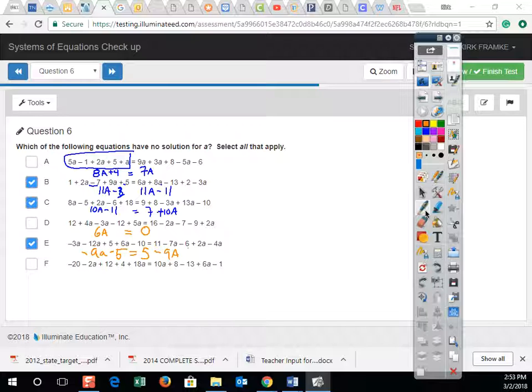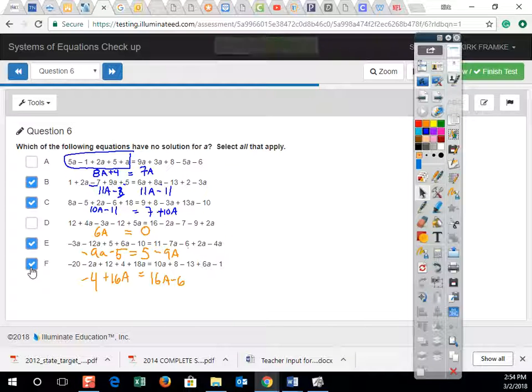And finally, the last problem. We have negative 20 minus 12 is negative 8. Negative 8 plus 4 is negative 4. Negative 2a plus 18a is positive 16a. All right. So then we have 10a plus 6a is 16a. And then we have 8 minus 13. 8 minus 13 is negative 5. Negative 5 minus 1 is negative 6. And so, again, same slope, different y-intercept, so there we go.